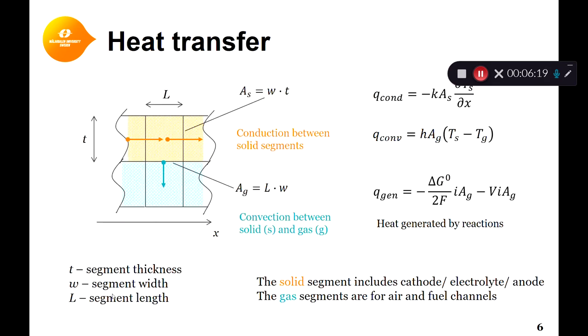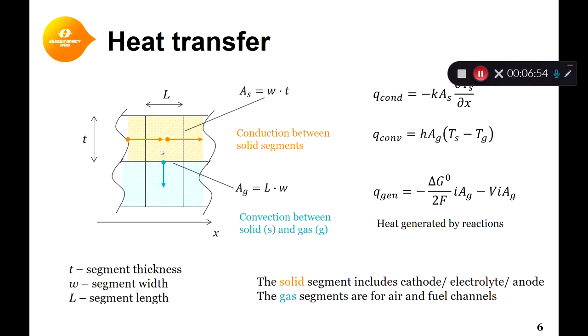One difference in one-dimensional models compared to zero-D models is that the heat transfer can be analyzed along the cell. Each segment usually comprises a solid part that represents the solid material of the anode, cathode, and electrolyte, and a gas section that represents the air or the fuel.